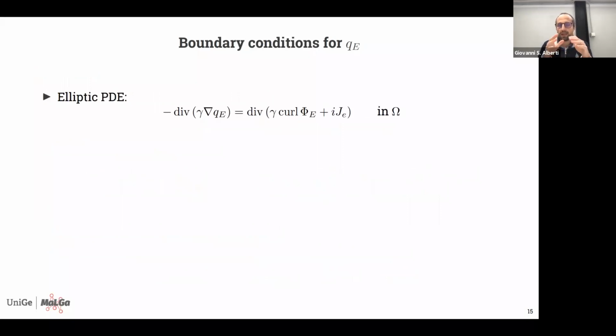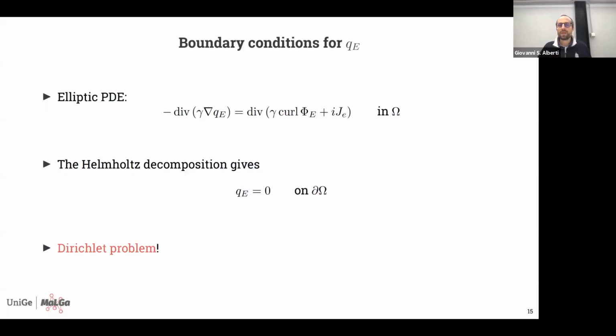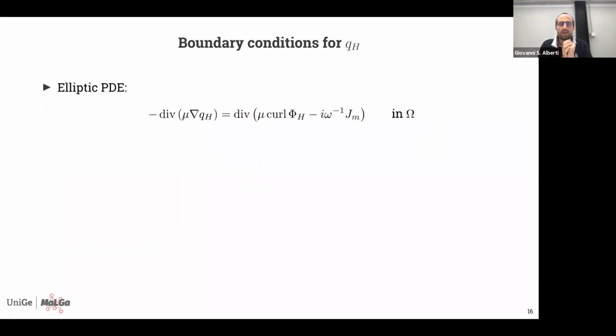Let's see whether I can obtain regularity up to the boundary for QE. So this was the elliptic PDE satisfied by QE. As I mentioned before, the Helmholtz decomposition gives me QE equal to 0 on the boundary. And so basically, this is the easiest thing I could hope for. This is just a Dirichlet problem for this PDE. And then boundary regularity is super easy by using elliptic techniques. So basically, there's nothing to say for QE. So QE is done. Now let's see for QH what happens.